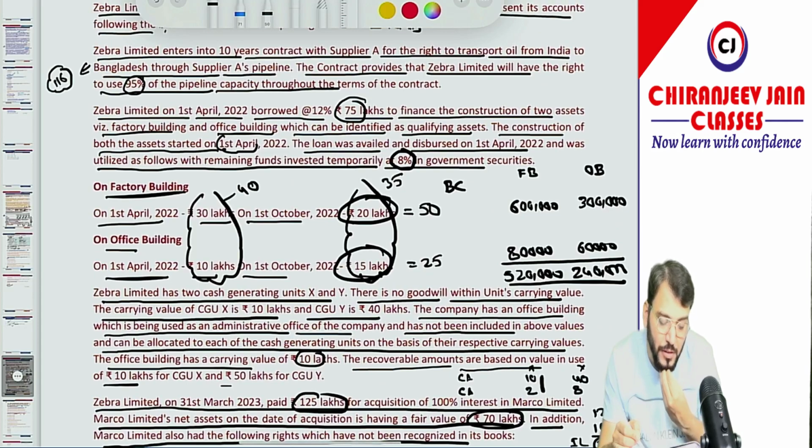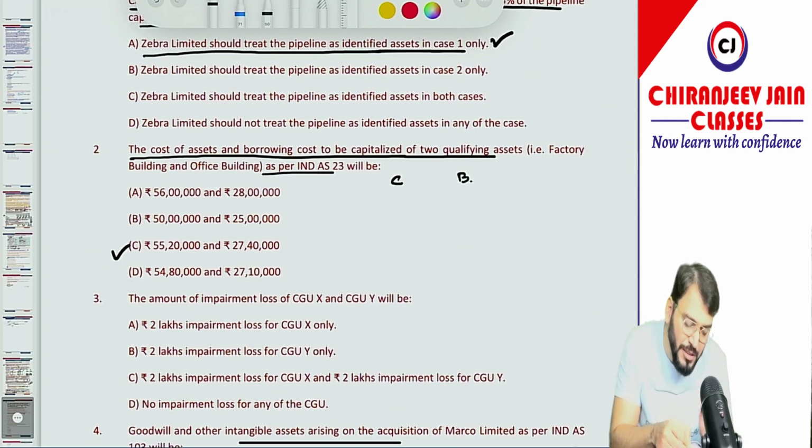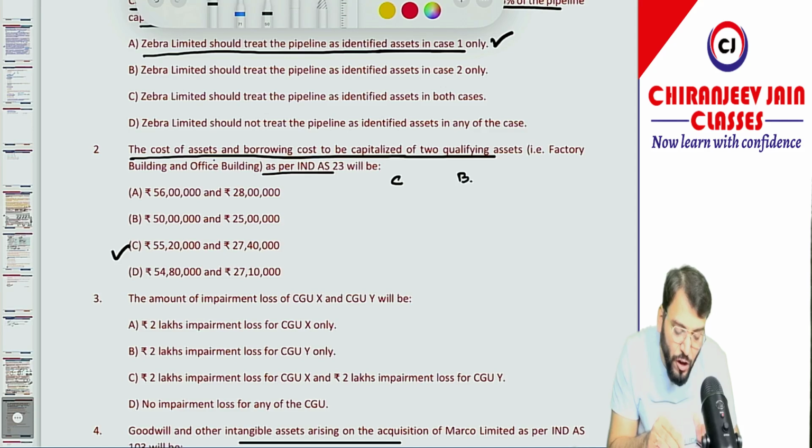They have given cost to be capitalized. So it will be 50 plus 5,20,000, so 55,20,000. 55 lakh. So in option C, I think they have given cost of the asset and borrowing cost, but the option has been given regarding only cost. So option number C is correct.